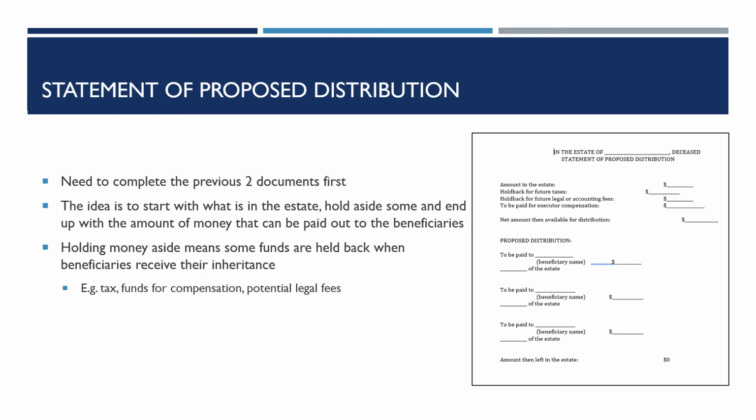When you calculate the dollar amount, make sure you're working with the number that is listed next to net amount then available for distribution. Since numbers do not always divide evenly, you may find that you have a penny or two left over. It doesn't matter which of the beneficiaries receives it, so you may add it randomly to any one of them. Most likely, you want the amount left in the estate to be zero, not counting the holdbacks.